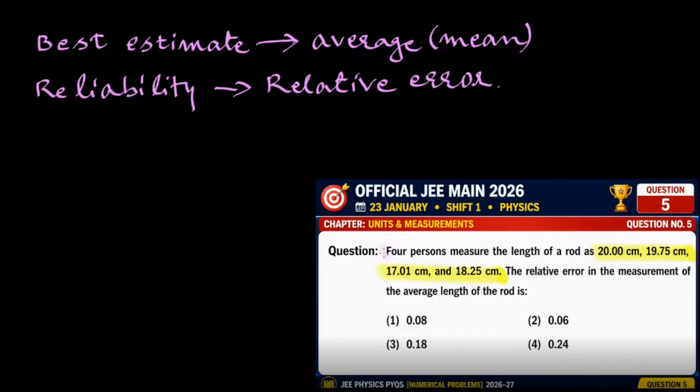In this question, 4 persons measured the length of a rod. These are the 4 readings. We have to find the relative error in the measurement of the average length of the rod.